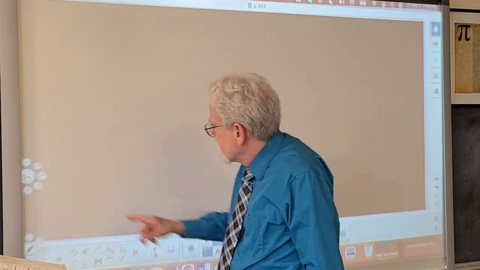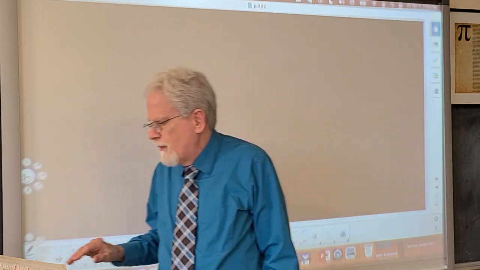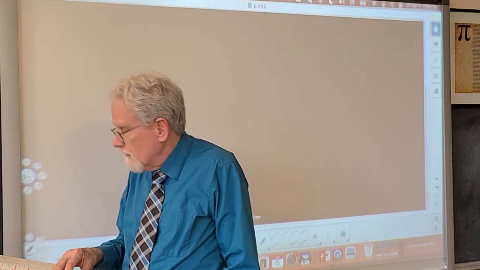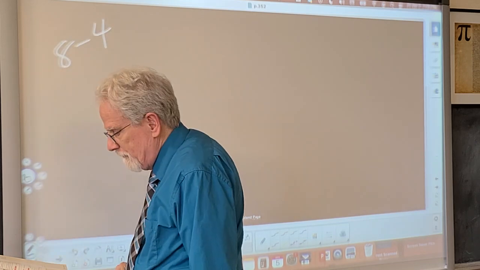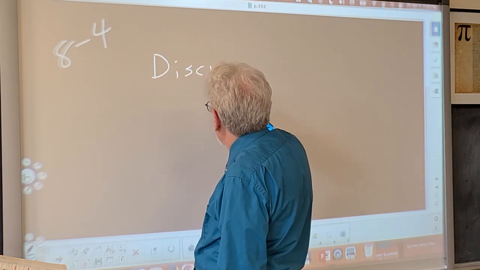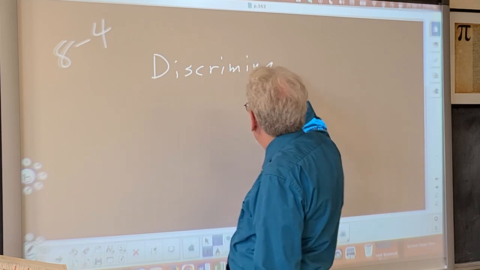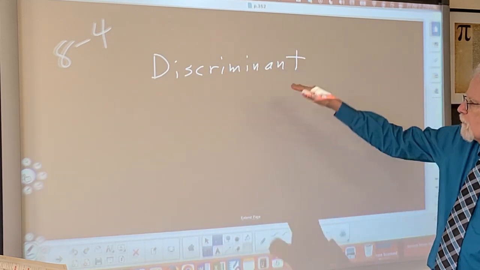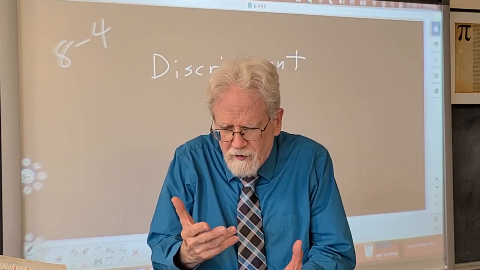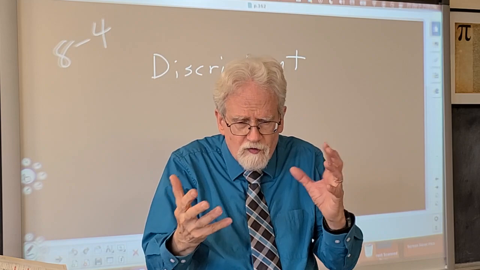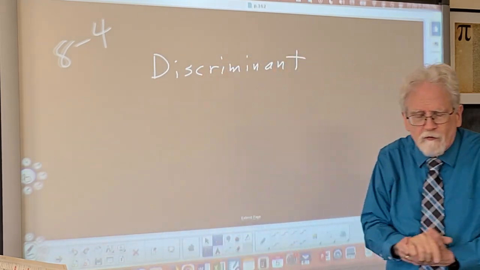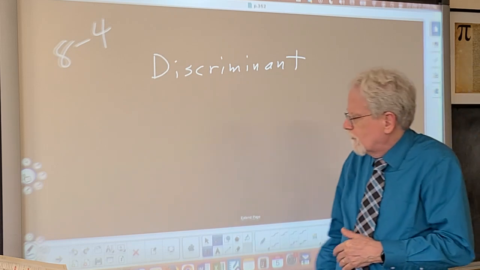But here we go. New topic. I'm on page 354. This is section 8.4. The topic is something called the discriminant. The discriminant allows us to discriminate. To discriminate, to see the differences between things, to decide what something is going to be like. To discriminate, we use the discriminant. What in the world is the discriminant?